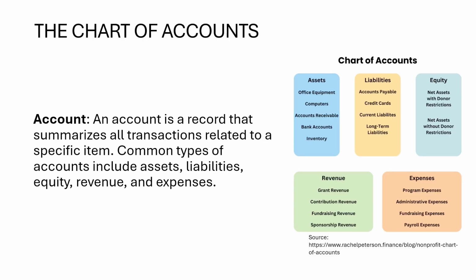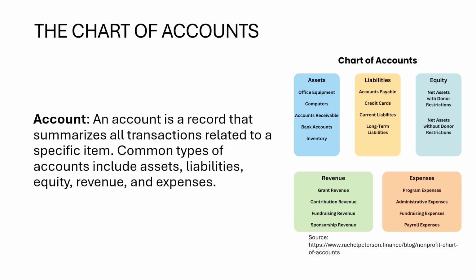This is the chart of accounts. Remember we studied accounts in double entry. This chart lists and categorizes the accounts that form the components of the accounting equation. An account is a record that summarizes all transactions related to a specific item. Common types of accounts include the three: assets, liabilities, and equity. There are also revenue and expenses within equity.